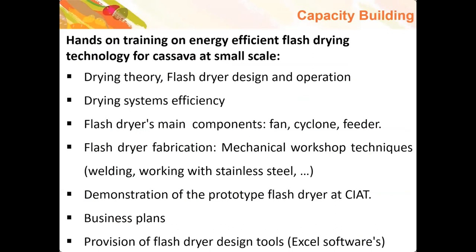On capacity building, the participants across the participating countries gathered at SIHA to receive hands-on training on energy-efficient flash drying technology, and some of the training they were exposed to are listed on the slide. And the prototype flash dryer installed at SIHA was also demonstrated for the participants.